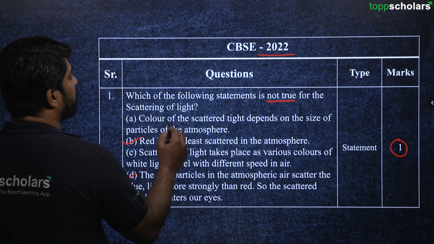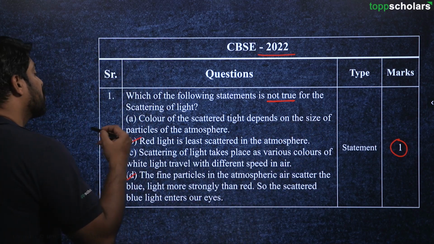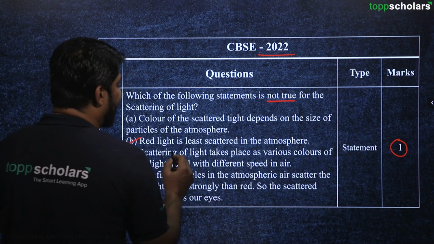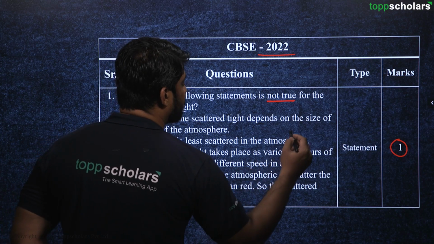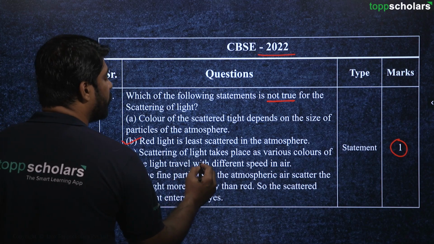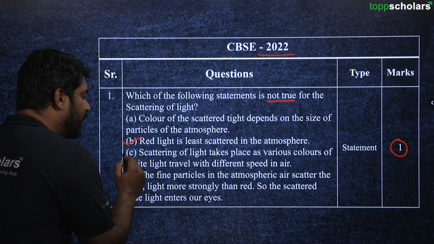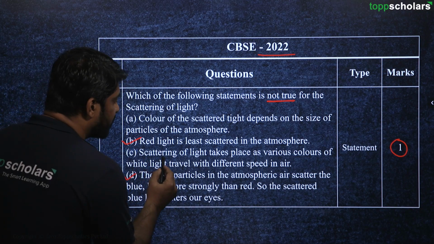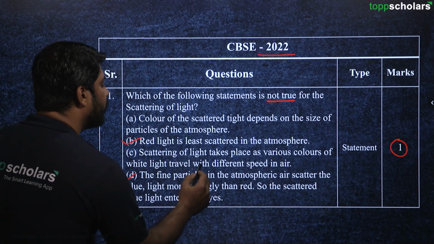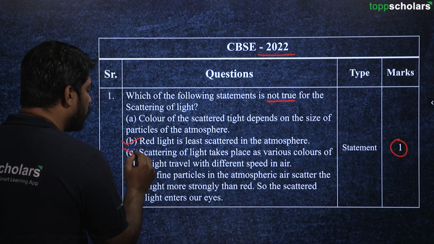Okay, then here it is. We have got next one. Color of the scattered light depends on the size of the particles of the atmosphere. And we have got one more. Scattering of light takes place as various colors of white light travel with different speed in air. So definitely, if you look at this statement, over here it is written scattering of light takes place as various colors of white light travel with different speed in air. So definitely this statement does not look true.